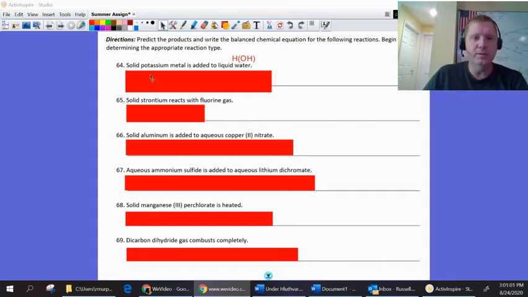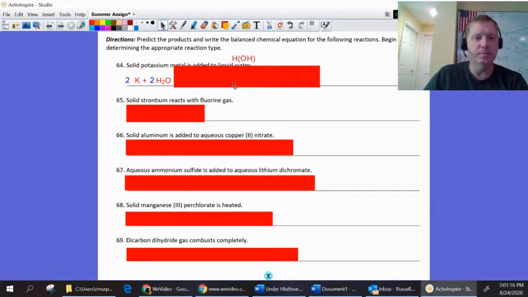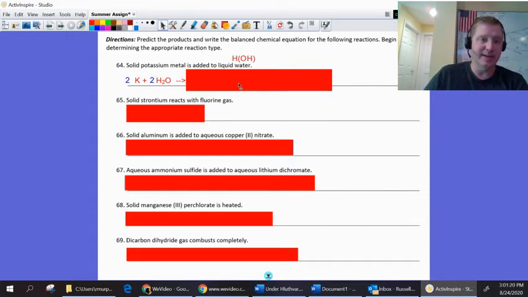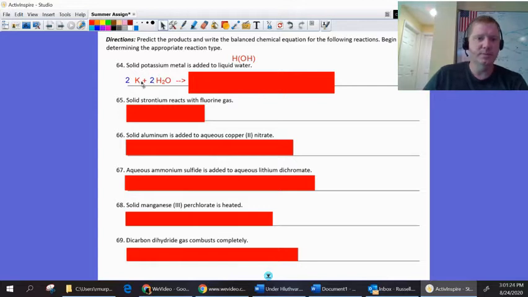So in number 64, it says we have potassium metal added to liquid water, and I always think of liquid water as HOH instead of H2O because that's how it reacts typically, with the first H acting like a cation. And if I have a single element, potassium and water, boom, single element potassium and water reacting, this looks like a single displacement reaction. And so this potassium is going to react with the water, but it's only going to kick one of the hydrogens off.